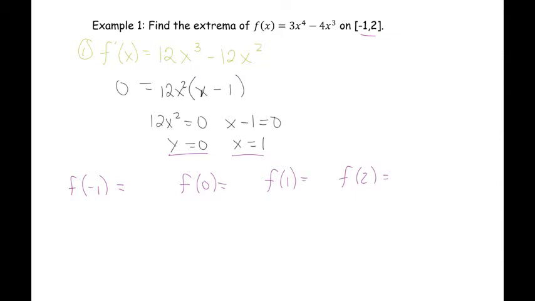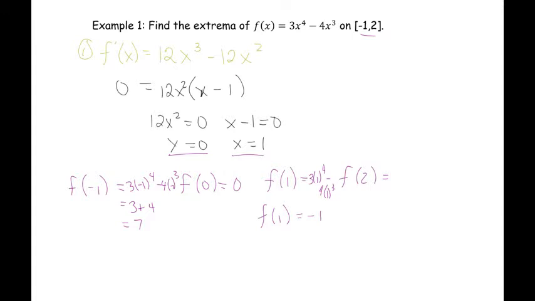So f of -1 is 3 times -1 to the fourth minus 4 times -1 cubed. And we end up with 3 plus 4, which is 7. And then when we plug in 0, we end up with 0. If we plug in 1, we have 3 times 1 to the fourth minus 4 times 1 cubed. So f of 1 is negative 1.